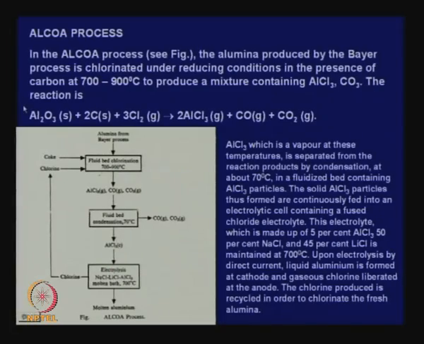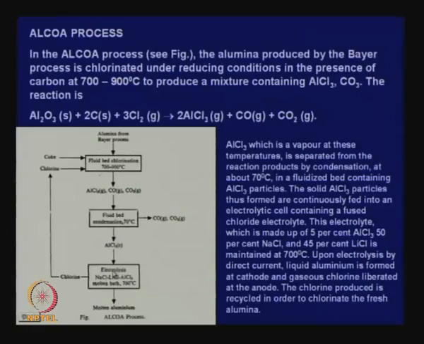The reaction is this: alumina from Bayer's process, in presence of carbon, reacts with Cl2 to produce aluminum trichloride vapor, carbon monoxide, and CO2. Here is the flow sheet. The chlorination is done in a fluidized bed, and if we bring the temperature to 770 degrees, aluminum trichloride solidifies.